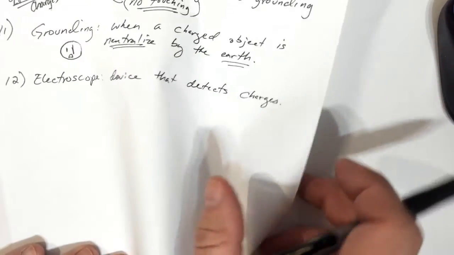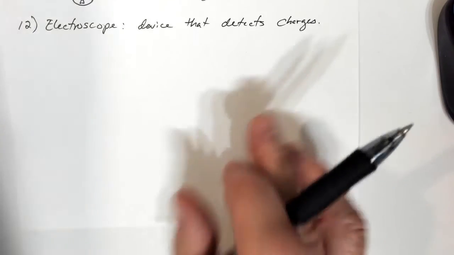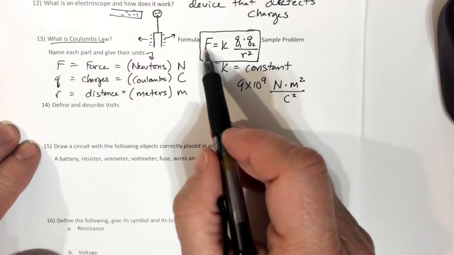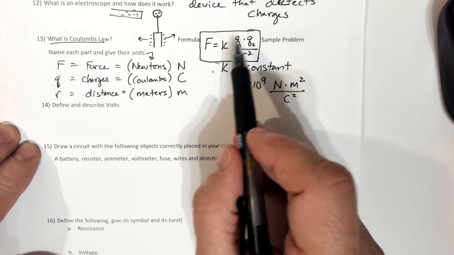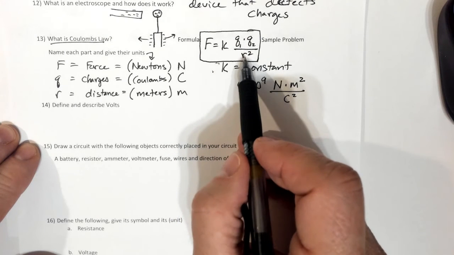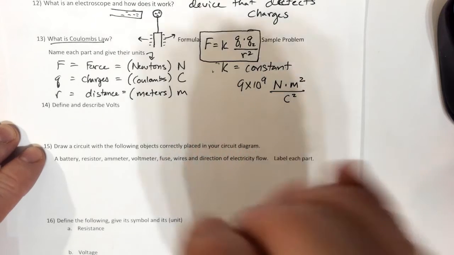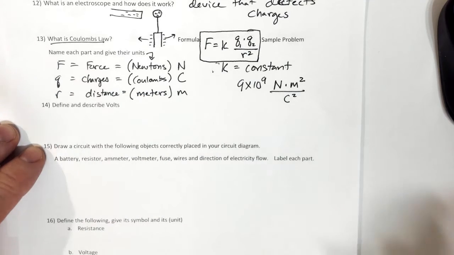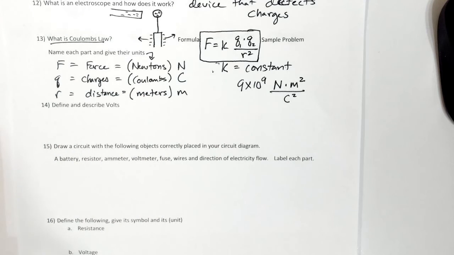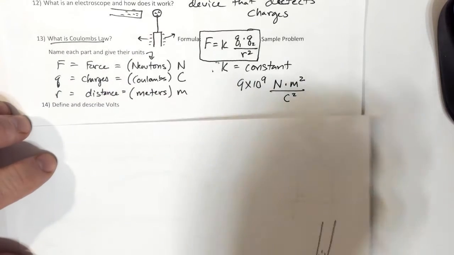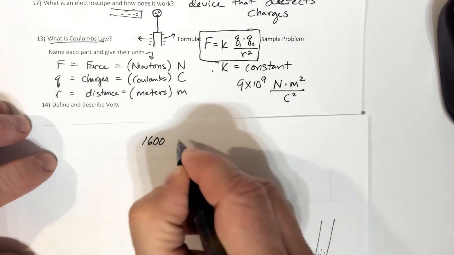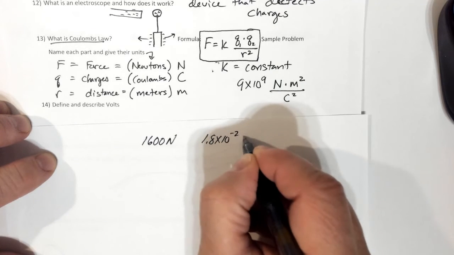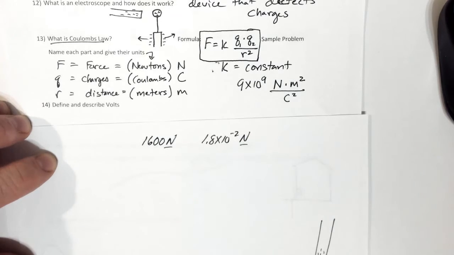But we have one more idea we need to teach, and that is called Coulomb's law. Coulomb's law is a mathematical equation, and it is F equals K, Q1 and Q2 over R squared. What do all those symbols mean? F means force, and force numbers are numbers that have newtons after them. So if I had something like 1,600 newtons, or 1.8 times 10 to the minus 2 newtons, that's a force number because of newtons.